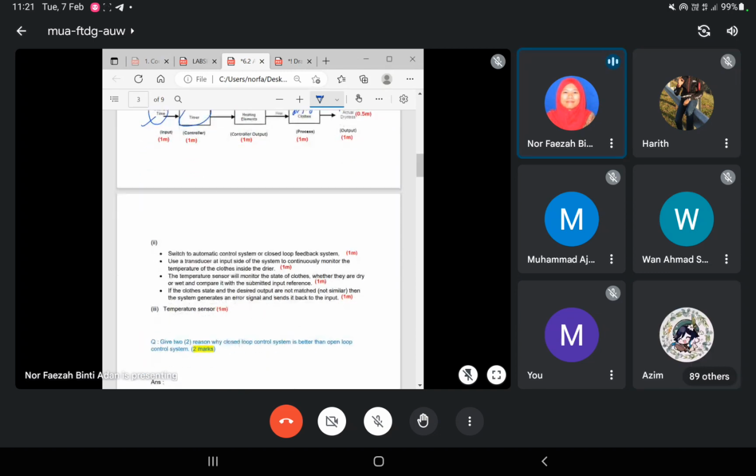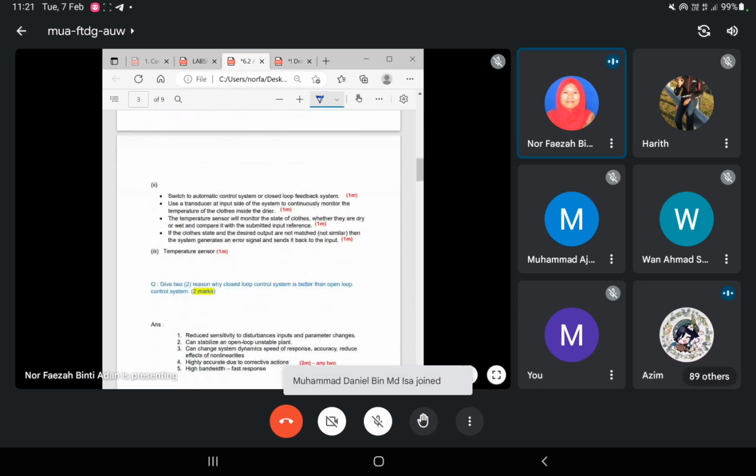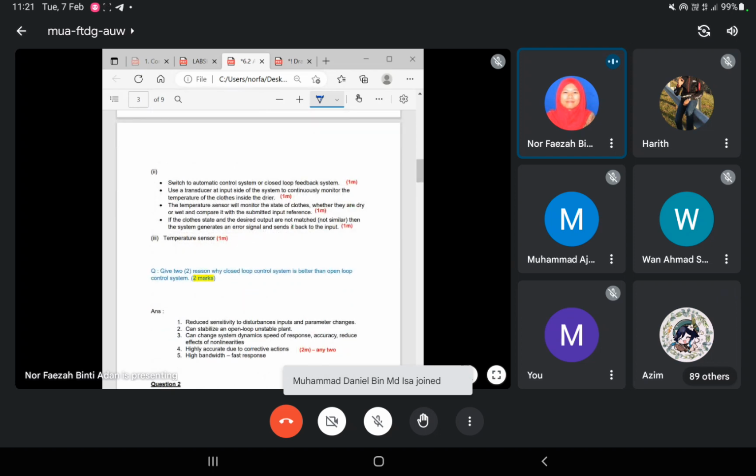Okay. And then in chapter 1 juga, because it only focus on understanding open loop and closed loop system, you have to identify what are the differences between the two systems. Contohnya open loop system, it doesn't have feedback. Okay. And then closed loop system, it has feedback.